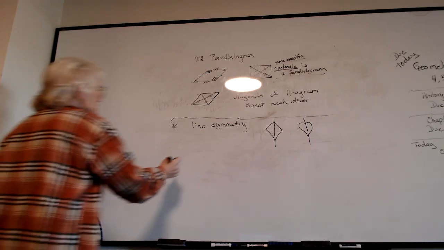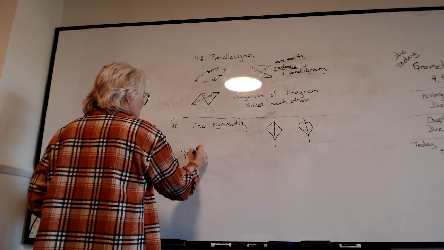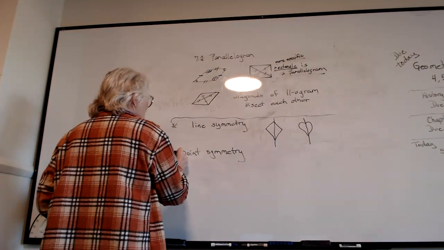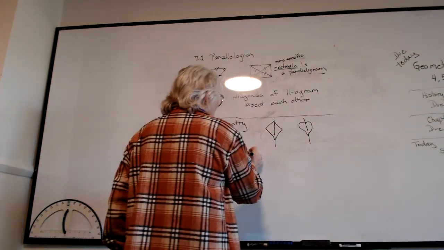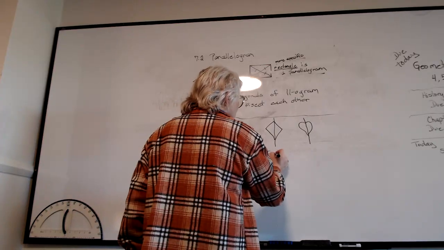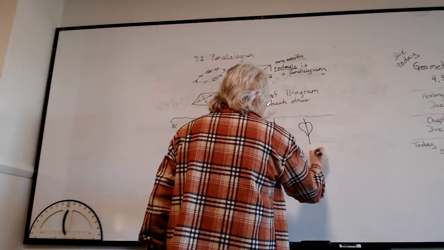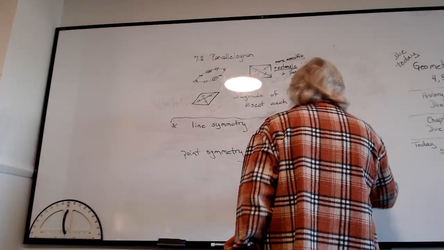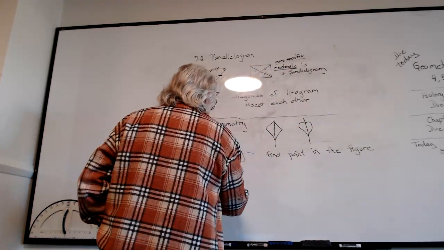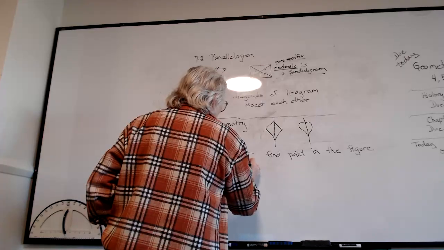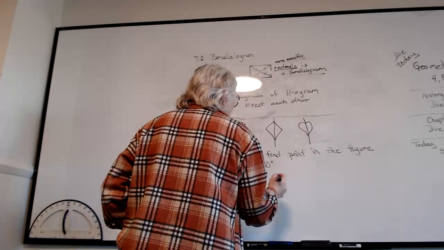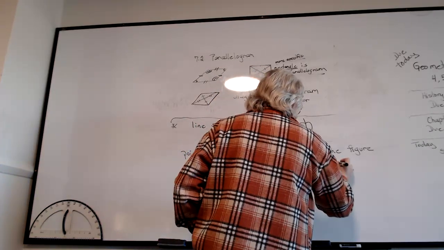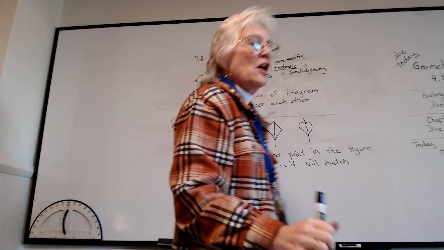We're going to talk about a new symmetry today. It's called point symmetry. Okay, point symmetry is different. What it is: if you can find a point in the figure and you can rotate 180 degrees, it will match.